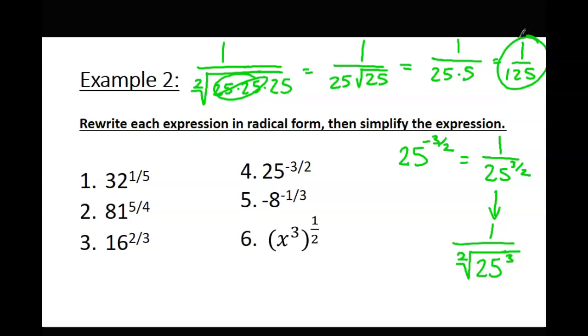Basically, you can just ignore the negative in the beginning if you want to. Solve the problem like you usually would, and at the end just put it under 1. That'll be fine, because you get the same answer.